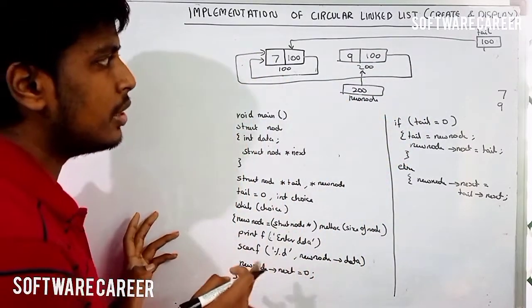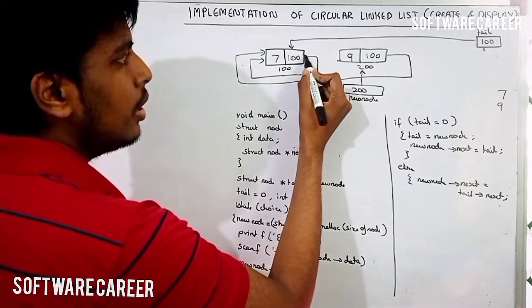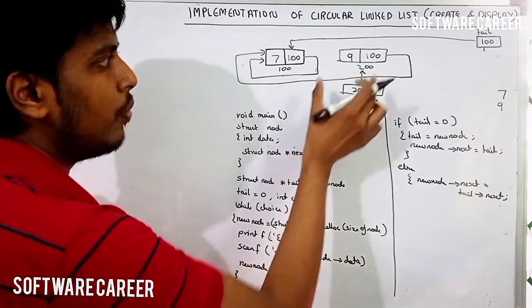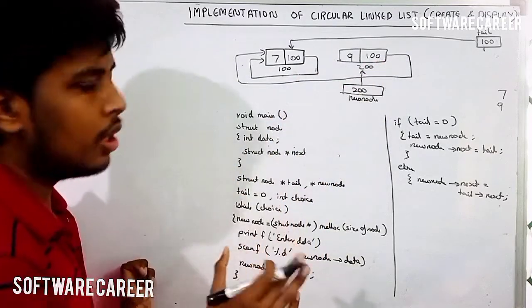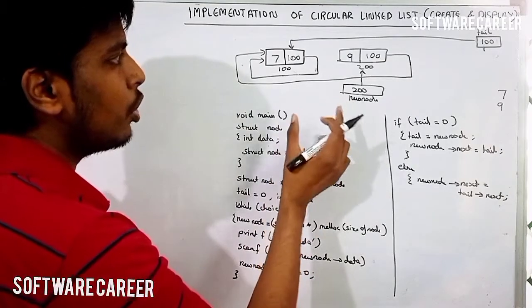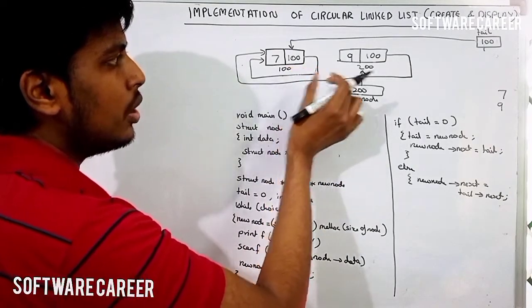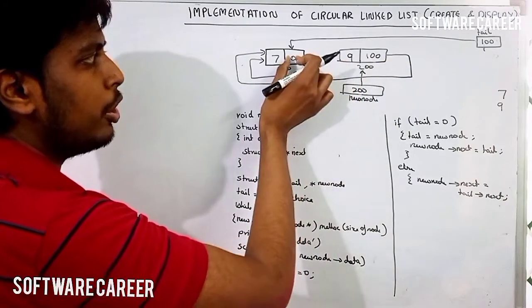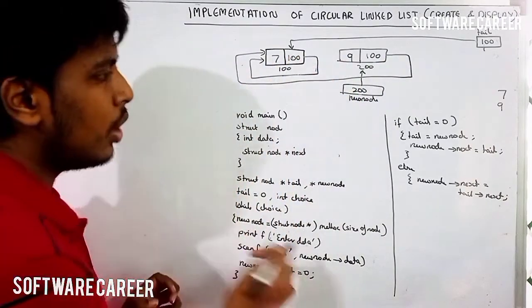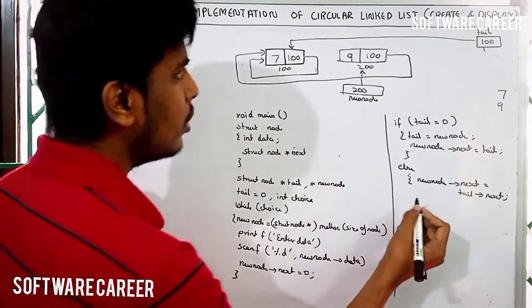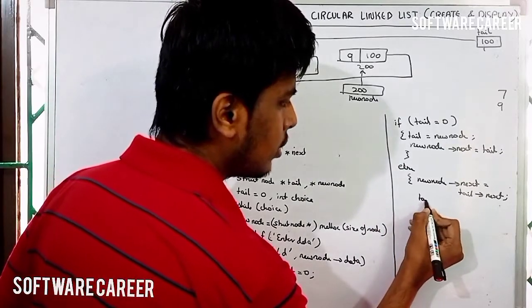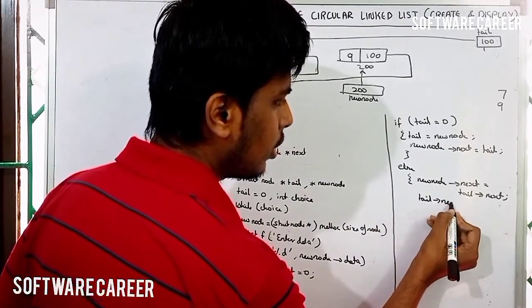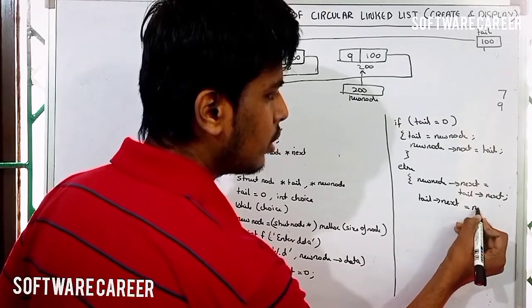Now see, the next step is I should create a link between these two. I should fix this as a second node. How to fix? For that I should store the address of this node into the pointer part of this node. So how to do it? See here, tail next equals to new node.